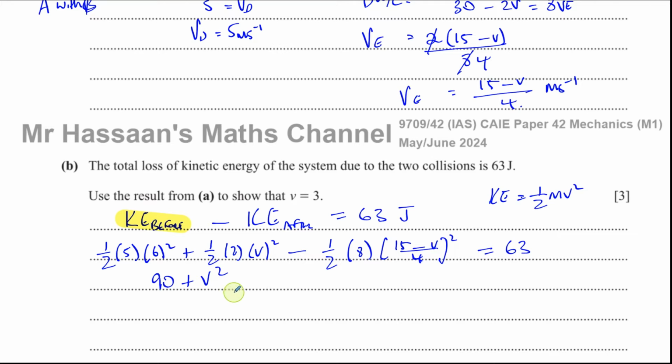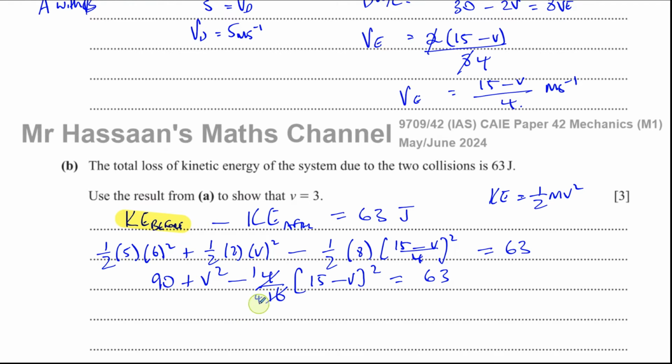And then we got a half times 8, which is 4. Now you're going to have this 4 all squared, which is 16, so it'll be 4 over 16. And then you're going to have 15 minus v squared. I'll just leave it like this for now so we don't get confused. (15 minus v) all squared equals 63. Now this 4 and this 16 cancel to give you 1 over 4.